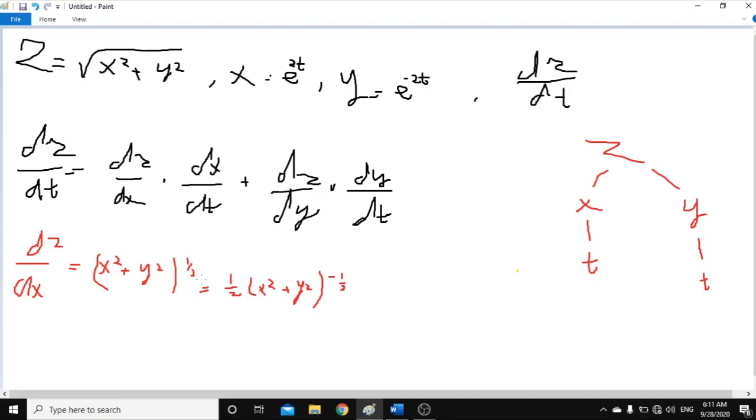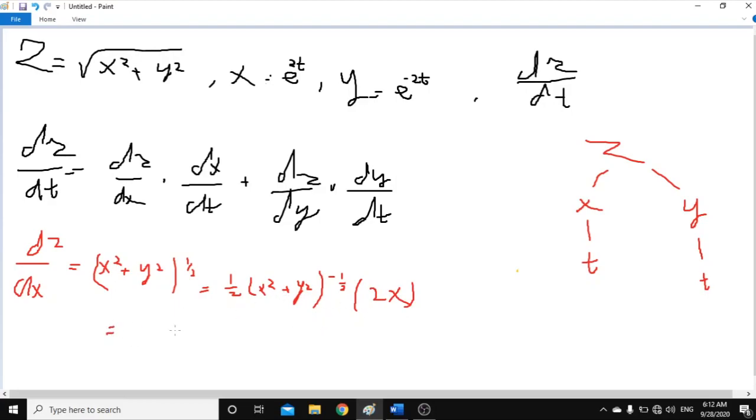We say 1 over 2 minus 1, so it becomes minus 1 over 2. And then we multiply it with the derivative of the inside. The derivative of the inside with respect to x, so what's left here is 2x. Okay?